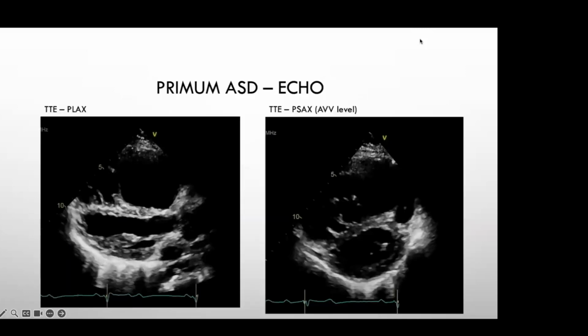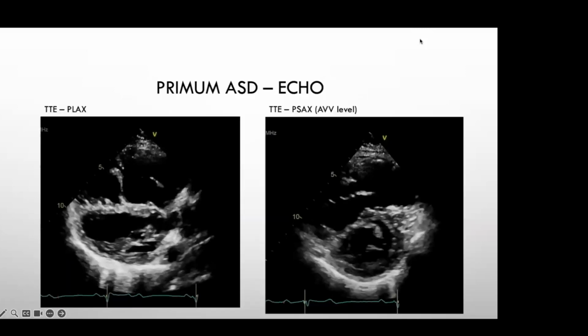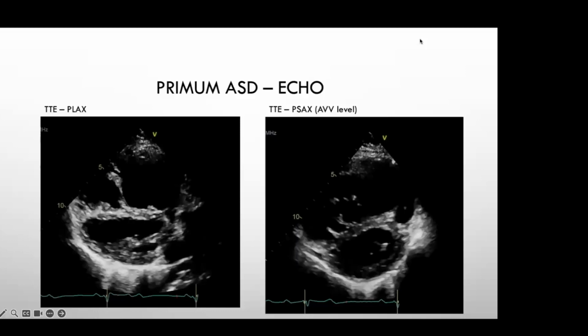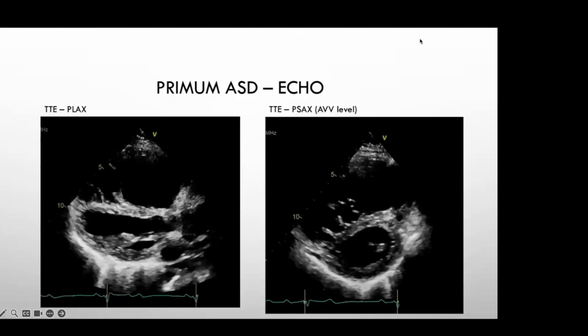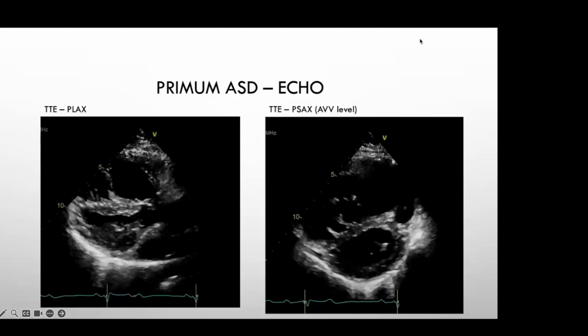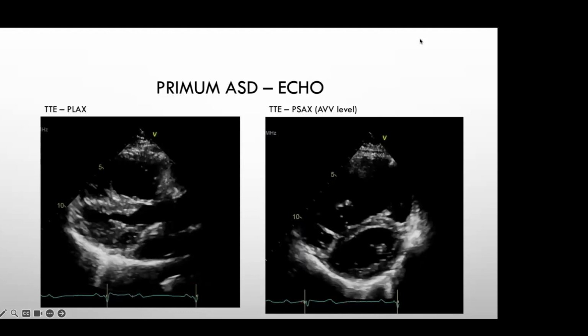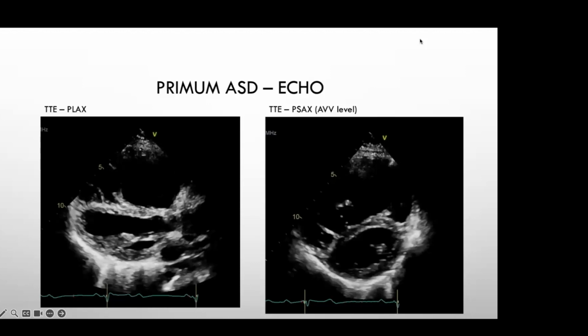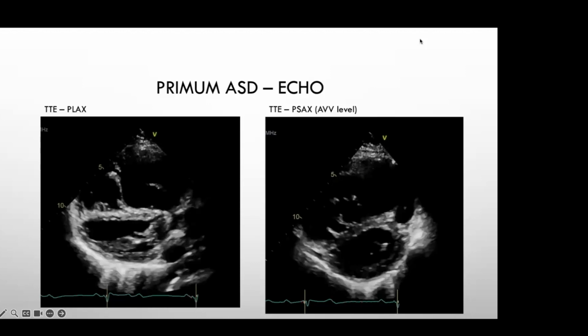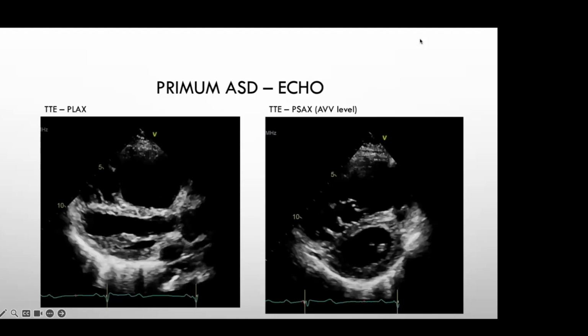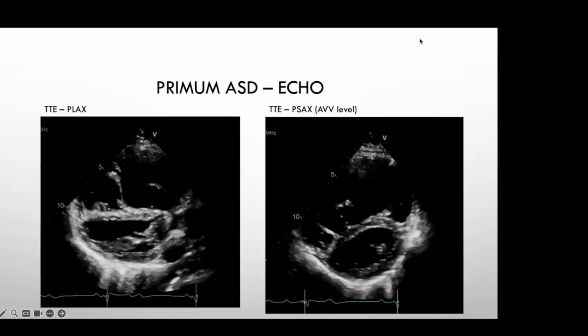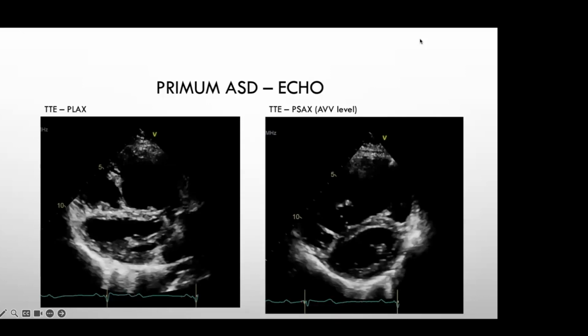So on the left, we have a TTE, parasternal long axis, showing an extremely dilated right ventricle. And also note that you can actually see the tricuspid valve in the right ventricle quite well, and it looks like it's around the same level as the mitral valve. It's fairly unusual in a standard echo to be able to see the tricuspid valve in the right ventricle so well from this view.